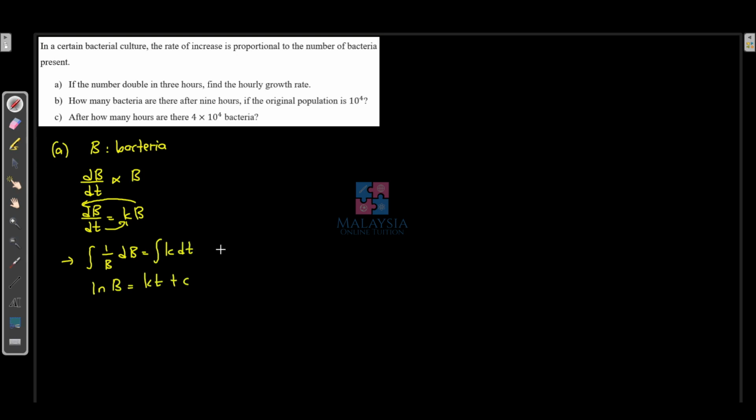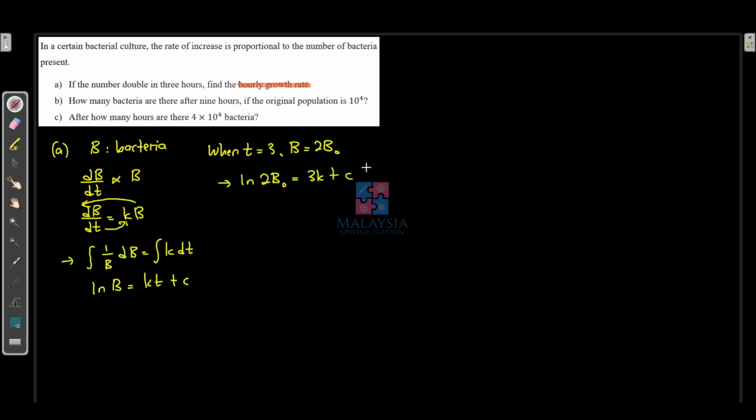Okay, so what they said here, if the number double in 3 hours, find the hourly growth rate. They are asking us for the hourly growth rate. Okay, so what does it mean by this? Double in 3 hours. So when t equals 3, meaning the t is in hours, right? Our b is 2b not, something like that. Because they said the number double from the initial number. So we can say that ln 2b not equals 3k plus c.